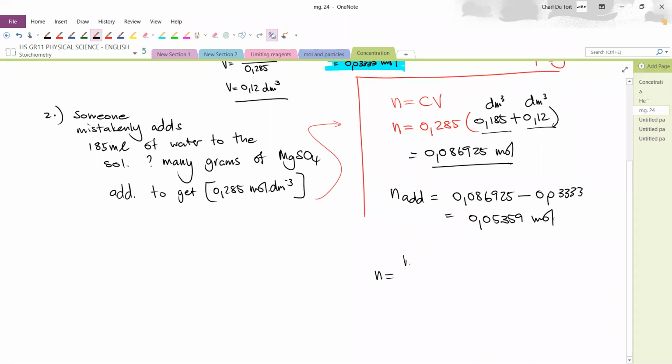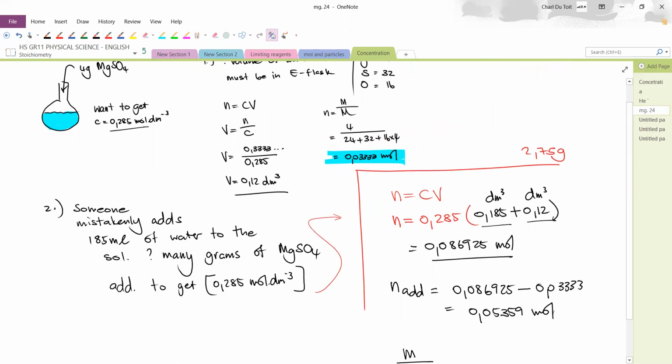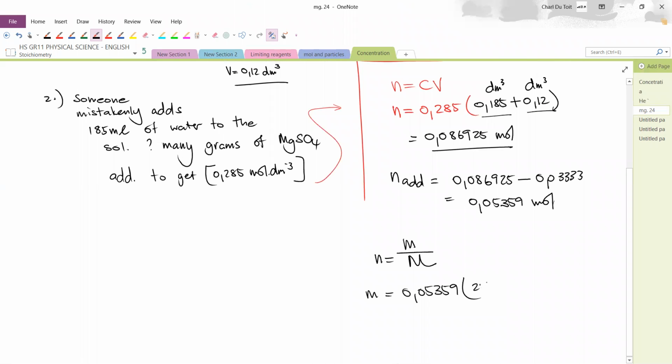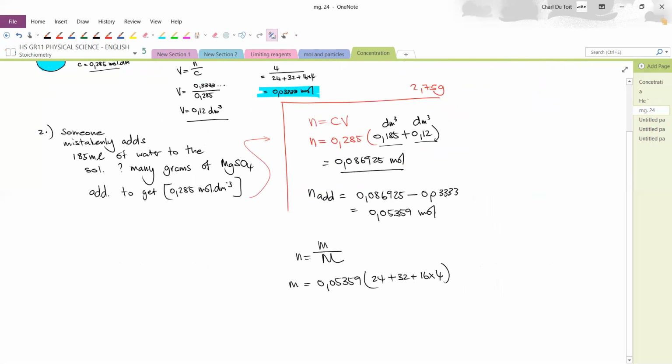And I can actually work out how many grams that is. The mole is the mass over the molar mass. So the mass equals the amount of mole, 0.05359, times the molar mass of magnesium sulfate. Magnesium is 24 plus sulfur 32 plus 16 times 4, in a bracket. I get 6.43 grams.